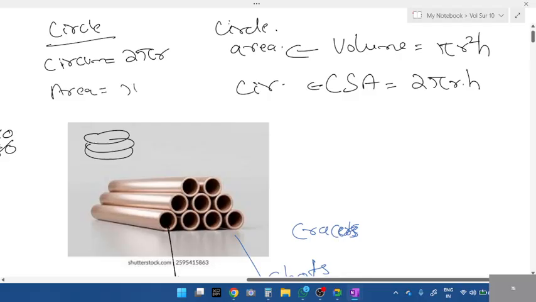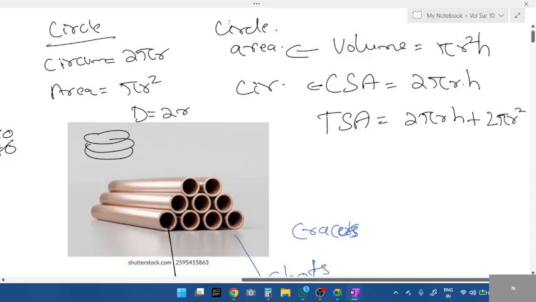Area is equal to pi r square. Diameter is the same for everything, 2r. Then total surface area. This will include the curved surface area plus the top, where you'll have one ring, and the bottom, where you'll have one ring. So a total of two rings, 2 into pi r square. This is the formula. Okay, write this, students. First write circle. If you're thorough with circle, this one is easy.